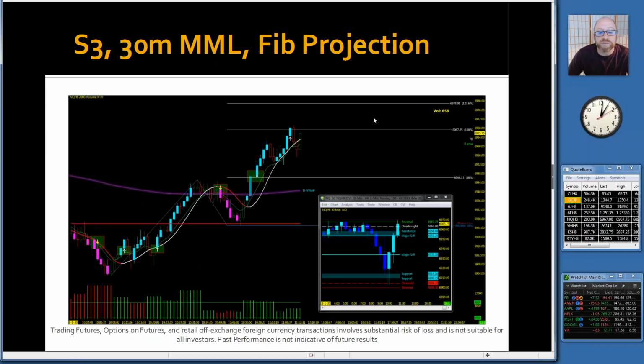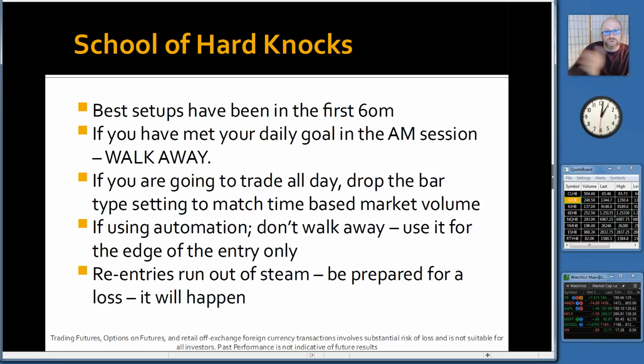You can even use it for fib projections, all right? Fib projections work on higher MML time frame. So again, what I'm trying to say here is you can combine this S3 strategy with anything else you're looking at. But the bottom line, the goal is it's an in and out strategy that you progress from 1 to 2 contracts, and then the ability to trade 3 with a runner that moves right to break even.